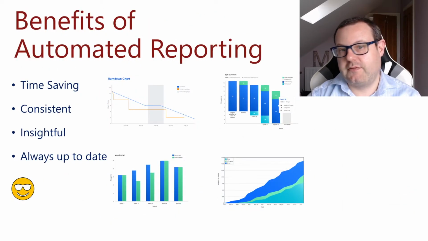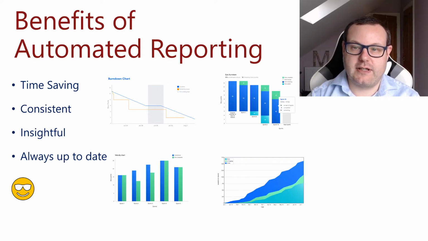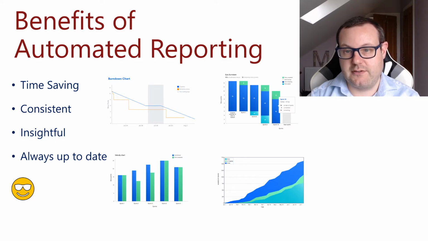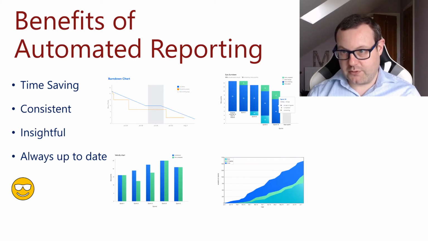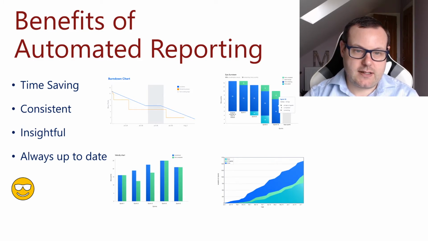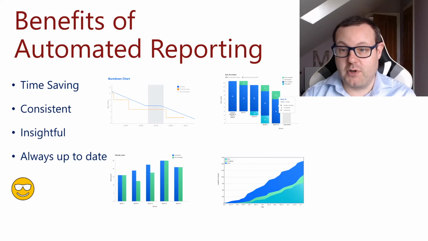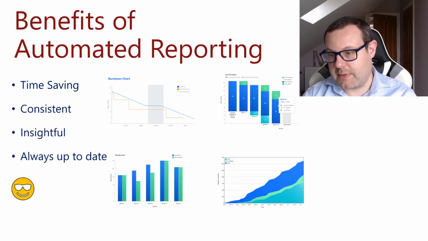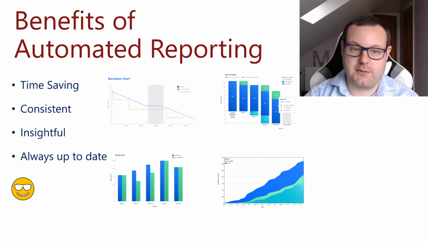So the benefits of automated reporting, kind of self-explanatory in some ways, that you're going to save time because it's done automatically. It's consistent. It's not pulling data from one source and transforming it and introducing potential human error. It's insightful. It gives you powerful information that you can work with, and it's always up to date. That's a big benefit. It's real-time information.